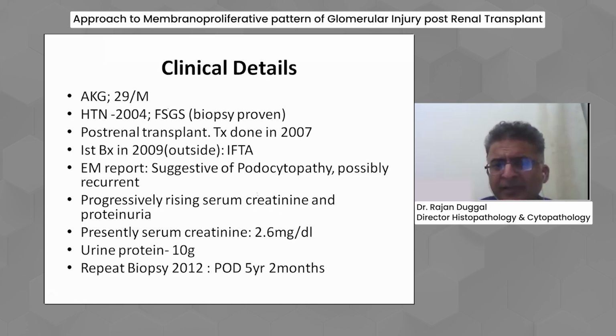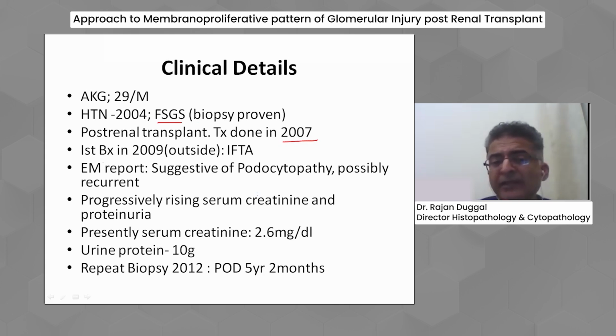So I'll show you another case. This was a 29-year-old male. This patient had hypertension, and in 2004, he had biopsy-proven FSGS also. So we don't know whether this FSGS was due to hypertension or whether this was a primary FSGS. Obviously, electron microscopy was not done during this time. So this patient underwent renal transplant in 2007. This is an old case.